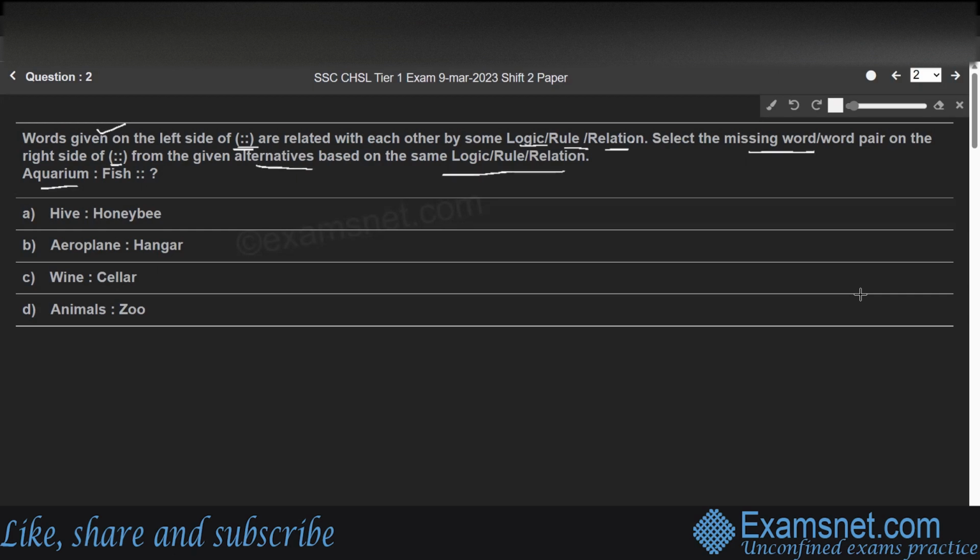Here, aquarium is related to fish. That means the first term is a place or enclosure where the second term lives or is kept. An aquarium is a place where fishes are kept, right? Similarly, among the 4 options, option A, hive, honeybee. That means a hive is a place where honeybees live. Therefore, option A is the right answer.